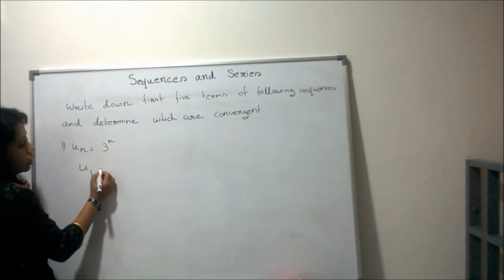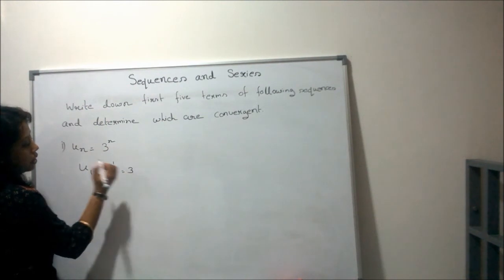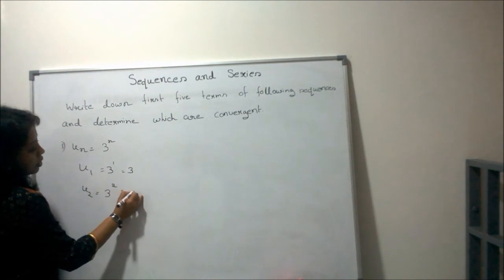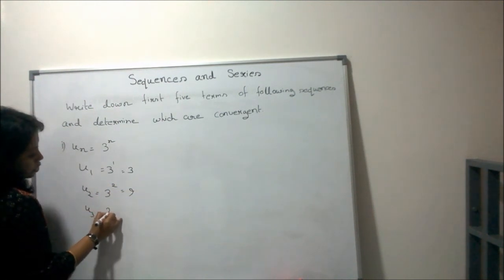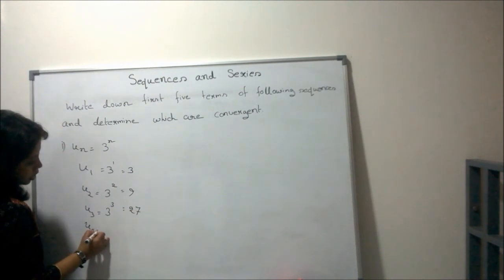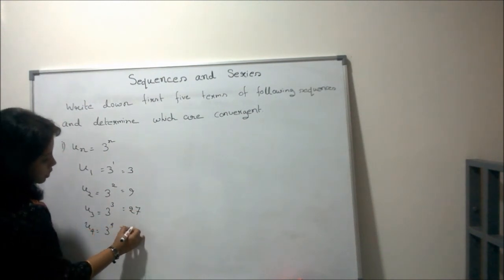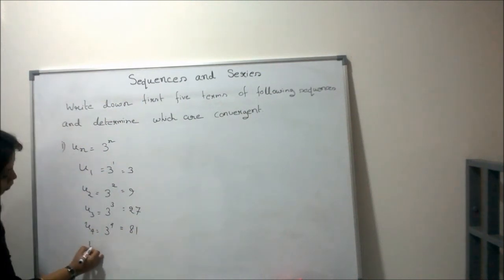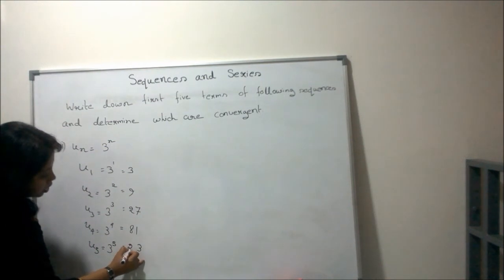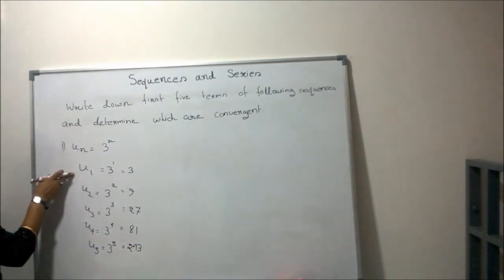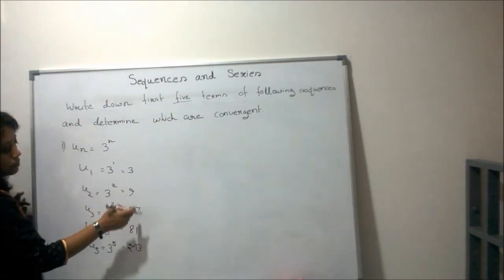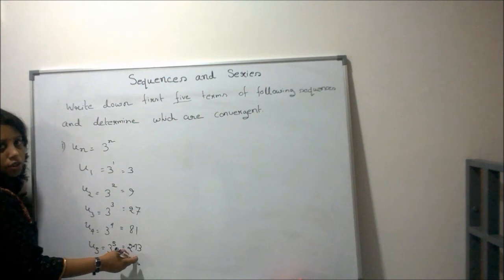It is 3 to the power 1, that is 3. u2, 3 square, 9. u3, 3 cube, 27. u4, 3 to the power 4, that means 81. And u5, 3 to the power 5, that means 243. So the first 5 terms we have to find out. The first 5 terms are these for this sequence.